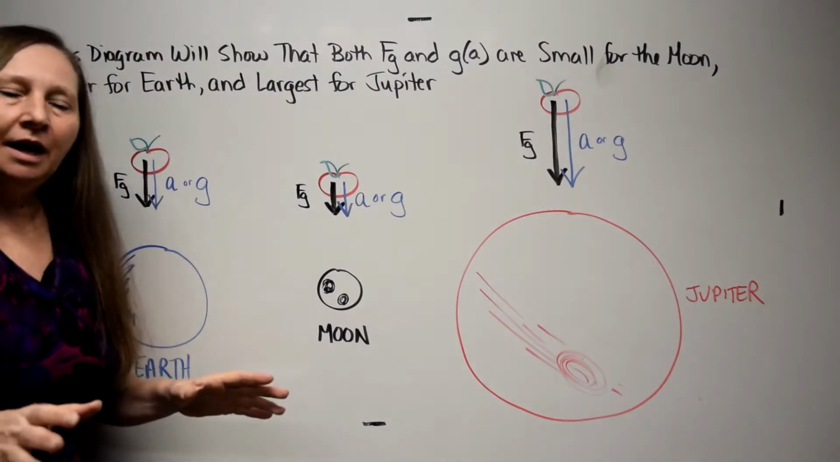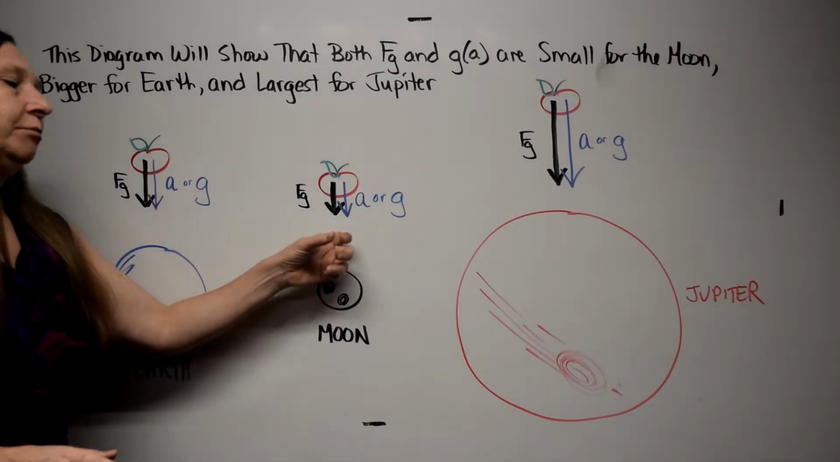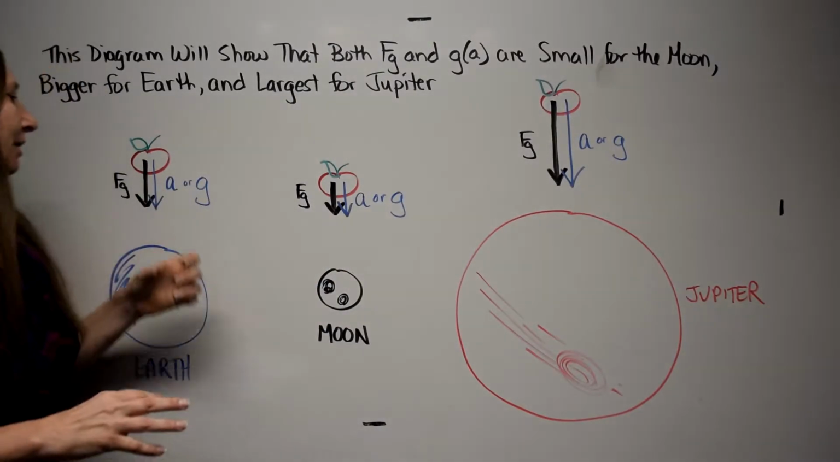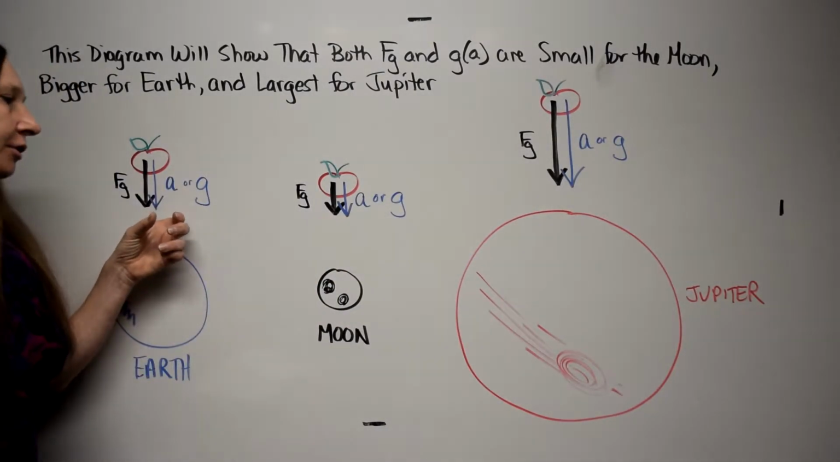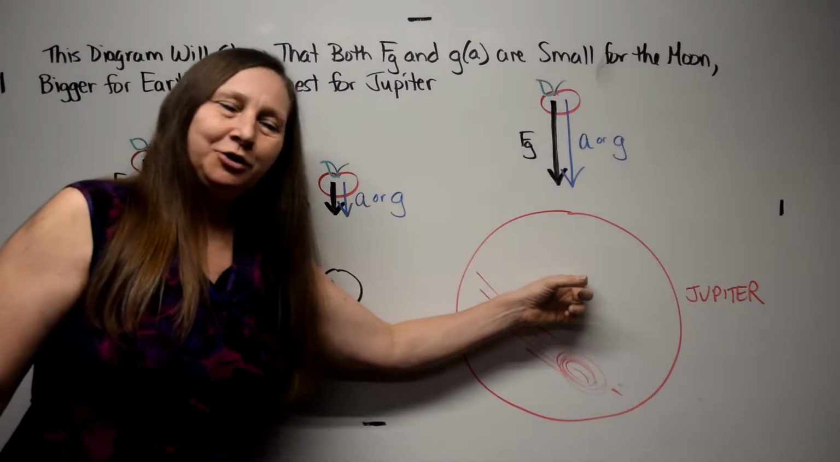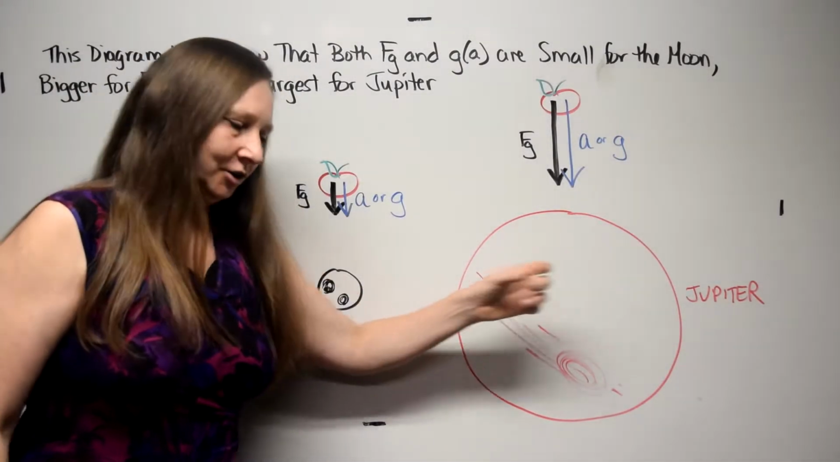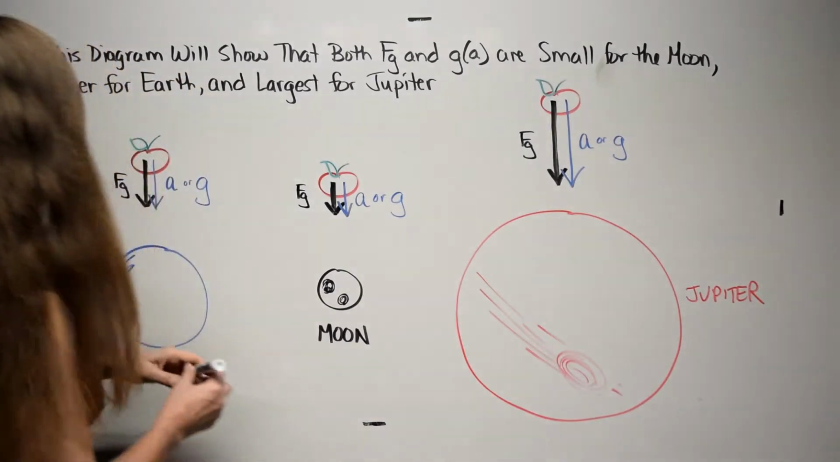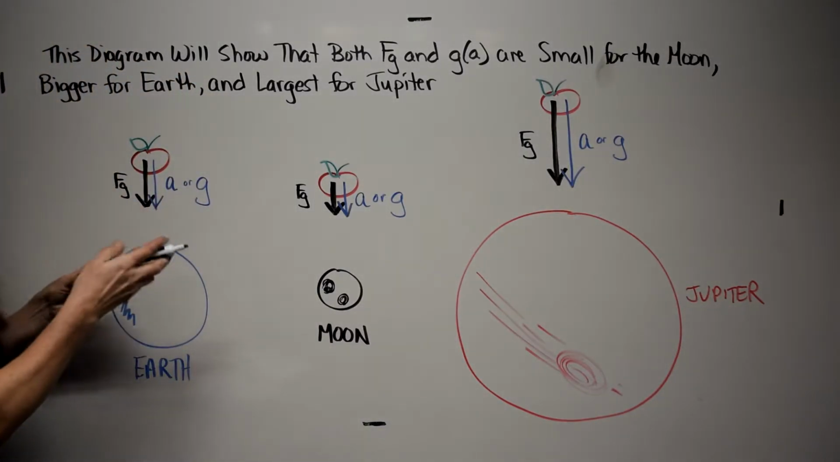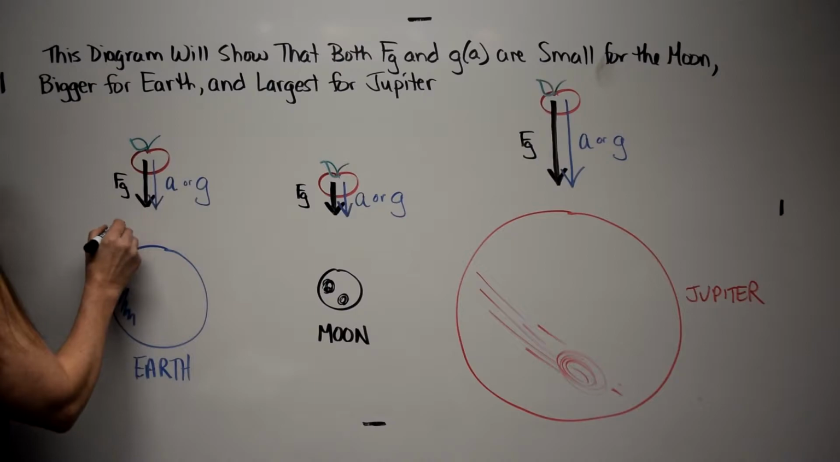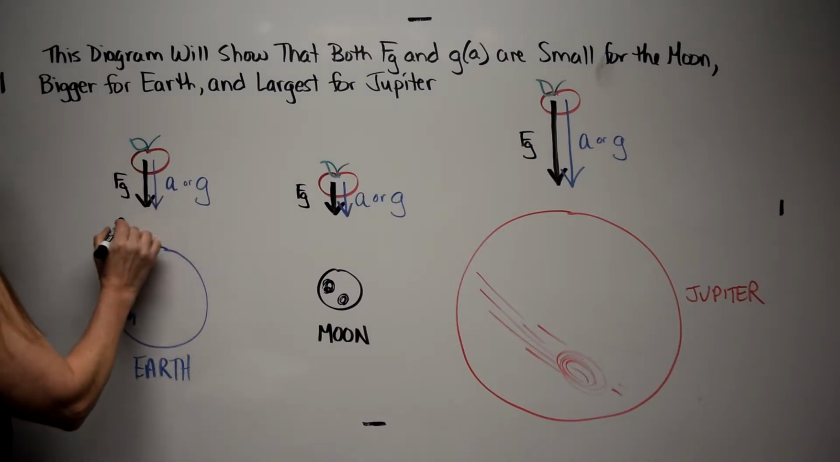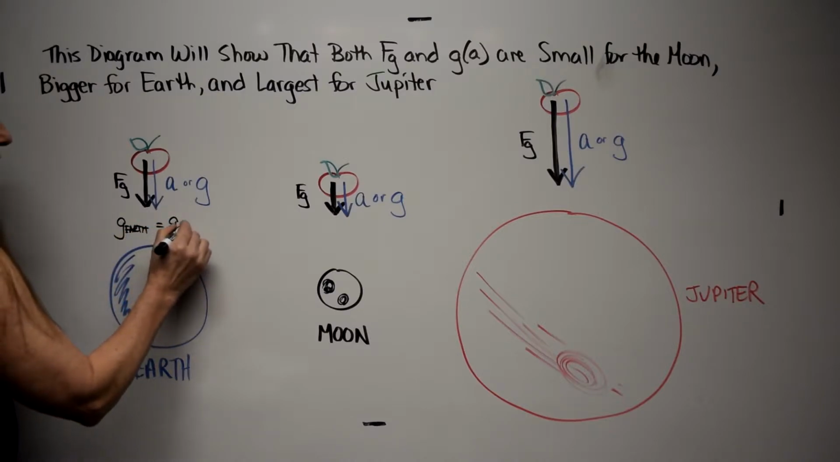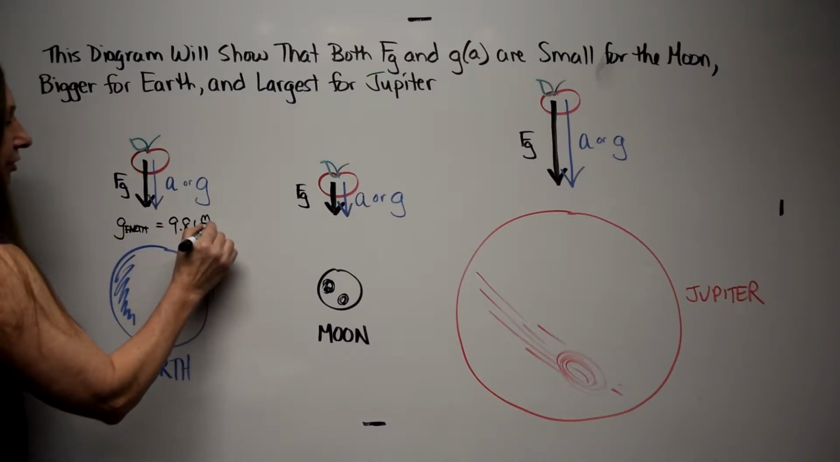So, bottom line, the acceleration on the Moon is the smallest. The acceleration due to gravity for the Earth is in between. And the acceleration due to gravity for Jupiter is the largest. We can put those numbers in one more time. For the Earth, we said that g is 9.81 meters per second squared.